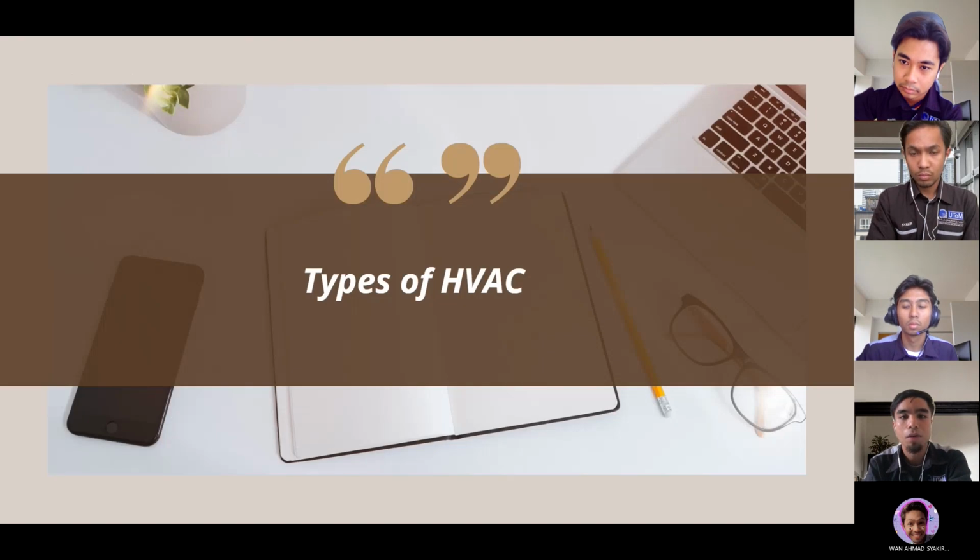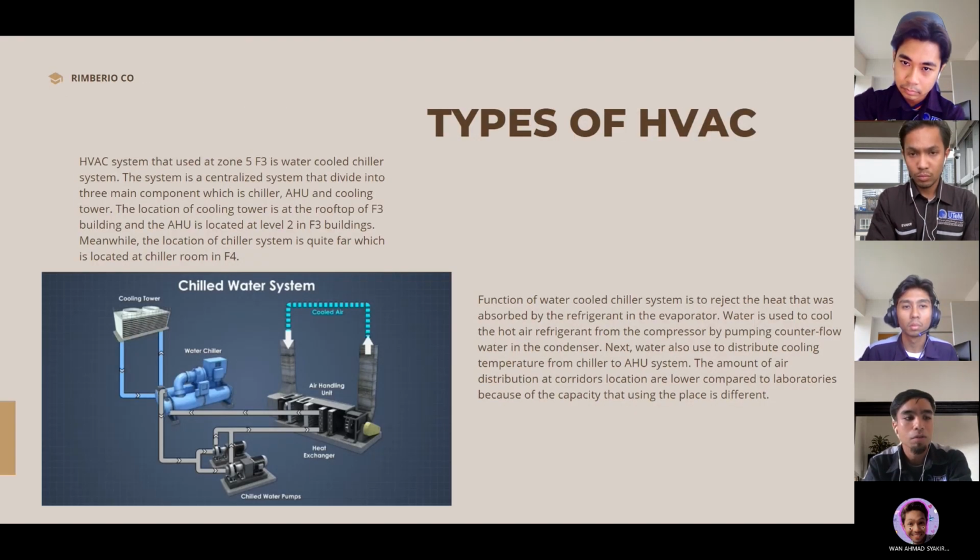Okay, next, for the type of HVAC used. The building in factory 3 uses a water cooled chiller system or chilled water system. The location of the chiller system is in factory 4 and the cooling tower is on the rooftop of factory 3, and the AHU is at level 2 of factory 3. The function of the water cooled chiller system is to reject heat that was absorbed by the refrigerant in the evaporator. So water is used as a secondary refrigerant to distribute the cool temperature from the chiller to the AHU, and the AHU transfers the comfort temperature to every zone.